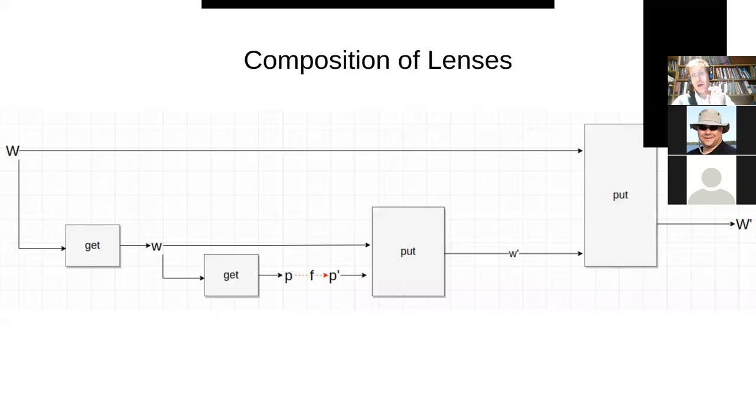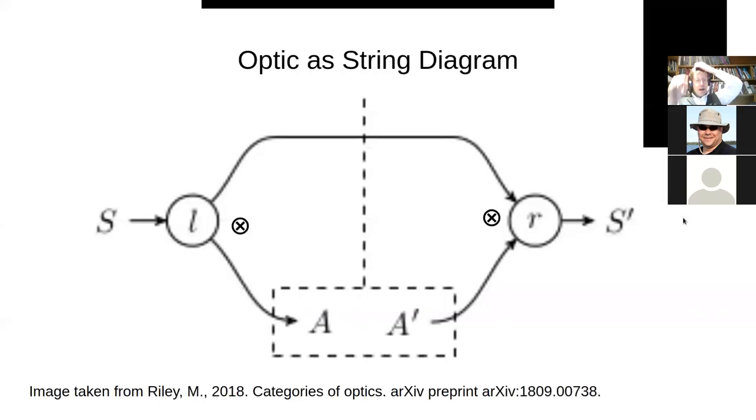All we're doing is substituting it in, nesting the inner one inside the outer one. And I've labeled it in lowercase for the inner one, where W to W' serves as the P to P' for the outer one. And then that allows us to map from W to W'. And optics can be expressed in these string diagrams, where the tensor will depend on the context. So I think for prism, it's a plus. For the case of lenses, it's times.